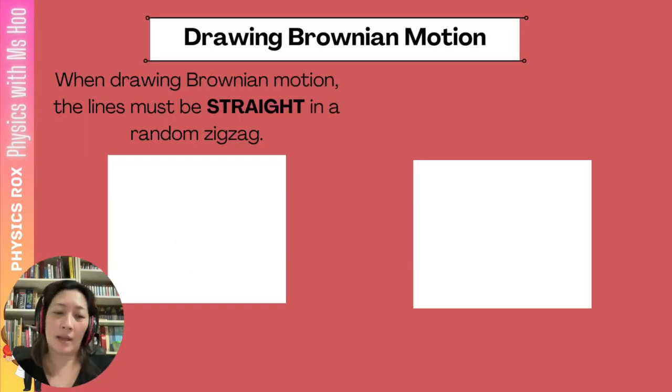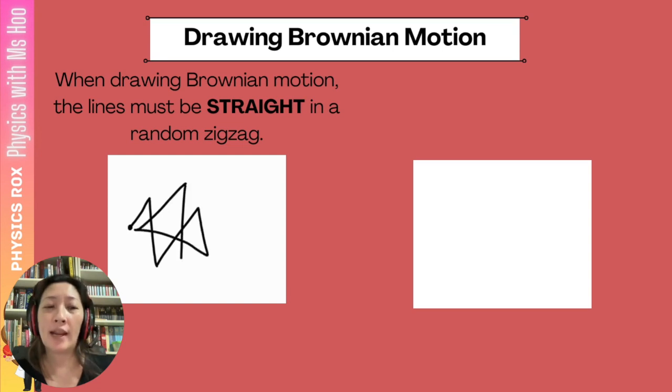So when it comes to your examinations, sometimes you would be required to draw the Brownian motion. So when drawing the Brownian motion, you must remember to draw the lines straight in a random zigzag. Here is an example that I've drawn. So you can see, start off from a single point and have straight lines with sudden changing random directions, all forming some form of random zigzag.